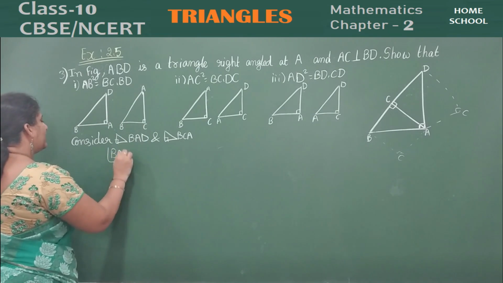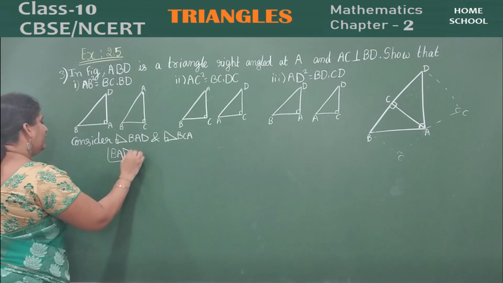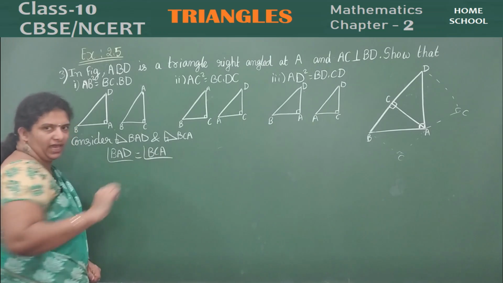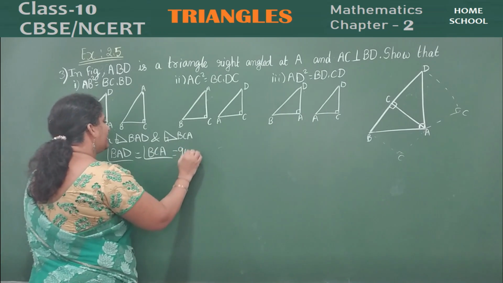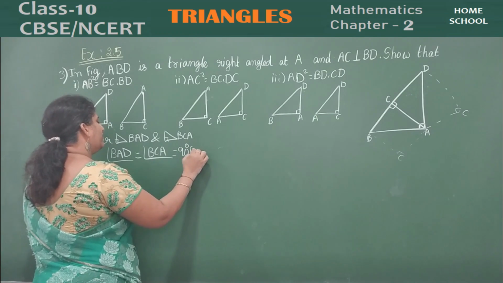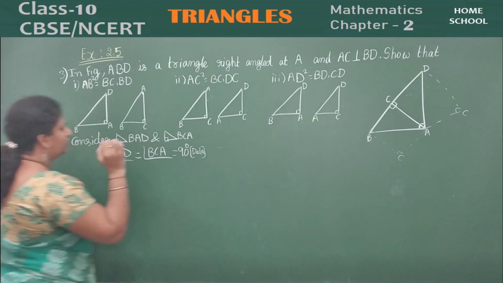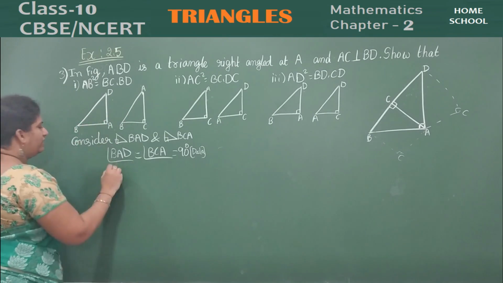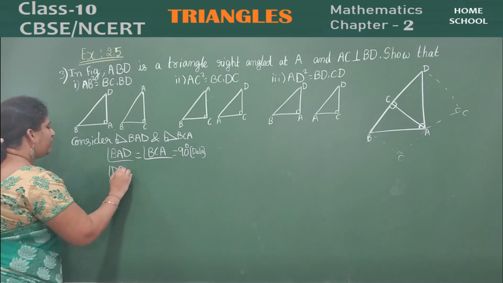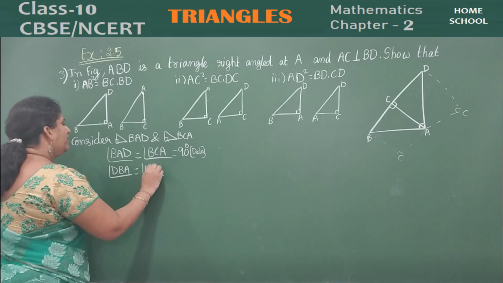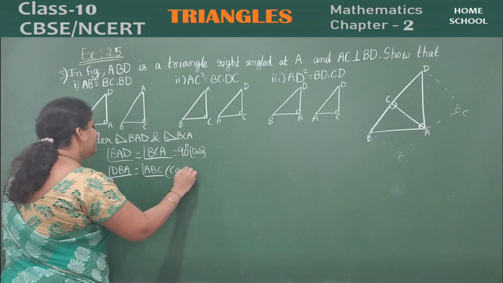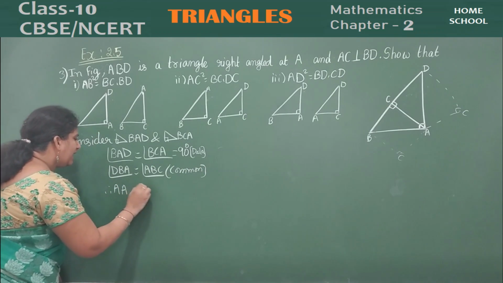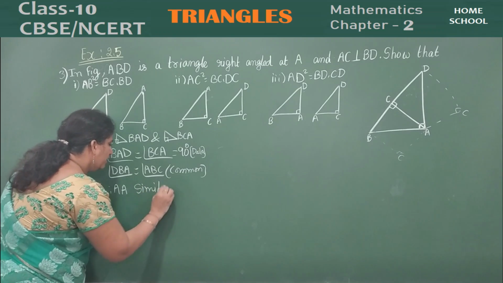I will write instead of angle A, angle BAD is equal to angle BCA. That is equal to 90 degrees. Reason? We know by the given data they are perpendicular, given. So next step. What is your next step in these two triangles? Which angle is common? Angle B. Angle DBA is equal to angle ABC. Reason? Common angle.